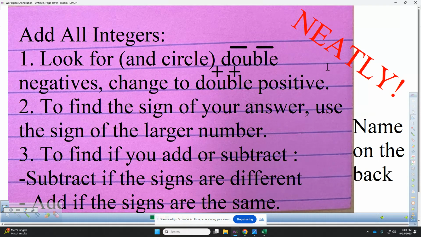Then the next line, number 2, to find the sign of your answer, you use the sign of the larger number. Number 3, to find if you add or subtract, you look for one of two things. If the signs are different, you subtract, and you add if the signs are the same. So please write all of that down on the post-it. You can go ahead and pause the video and write this down, and I'm going to keep going, but you need to write this down. Very important.